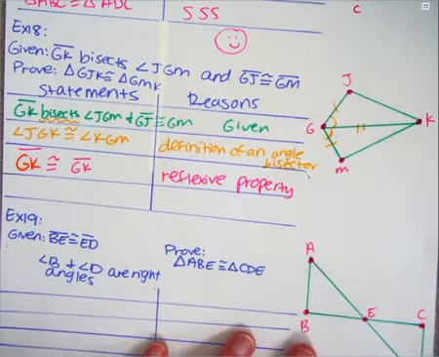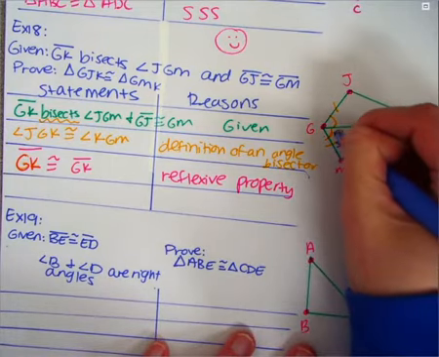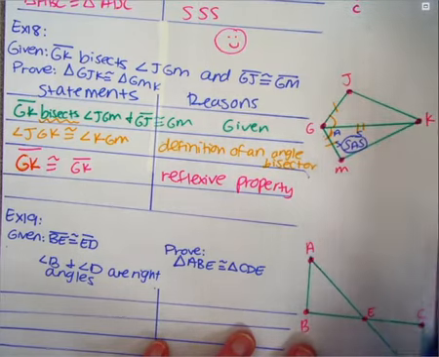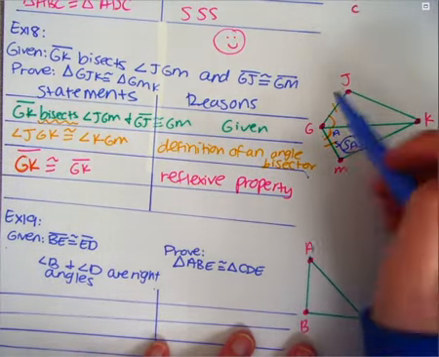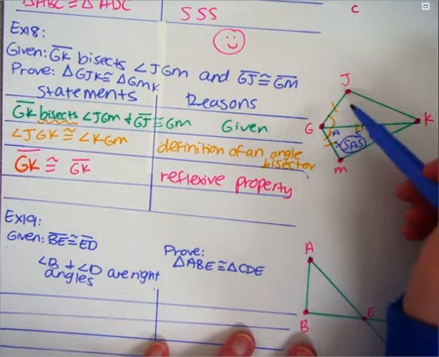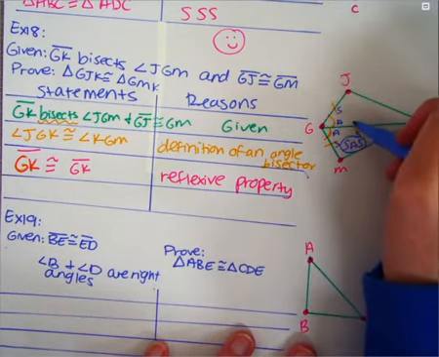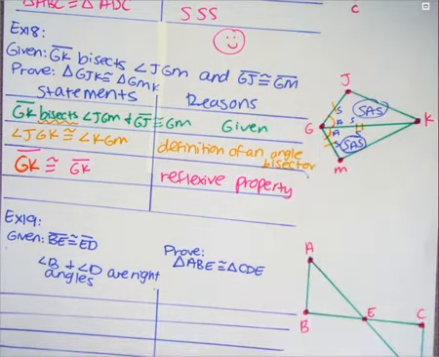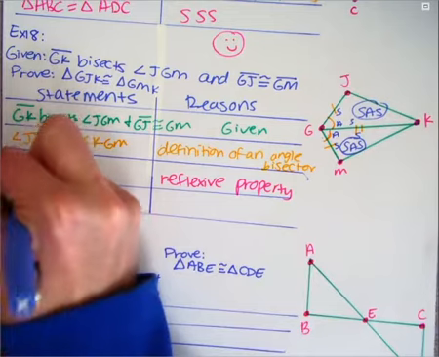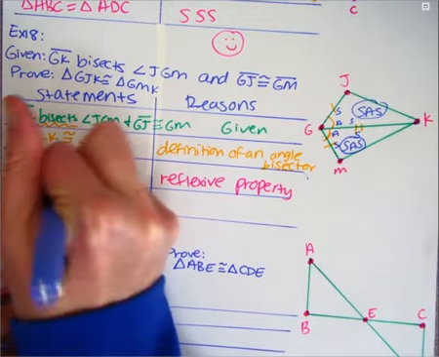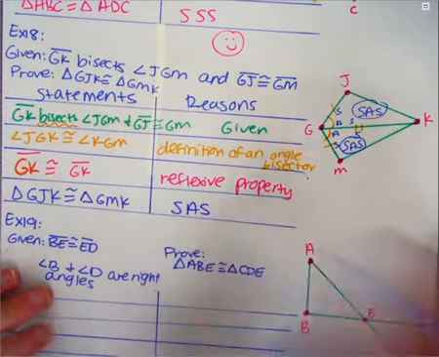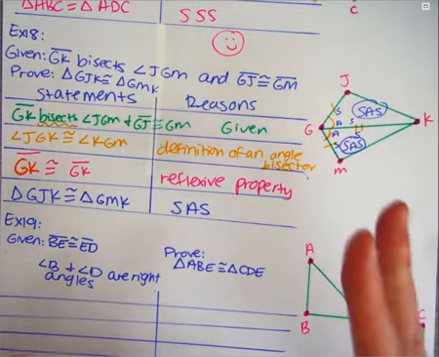Okay, so I see a side, then an angle, and then a side. So this triangle has the SAS markings. Let's see if my other triangle has the same markings. It doesn't matter which one I start from. I have a side, then an angle, then a side. So this would be side, angle, side as well. That means my two triangles are now congruent by the SAS postulate. So I'm going to say triangle GJK is congruent to triangle GMK by the SAS postulate.